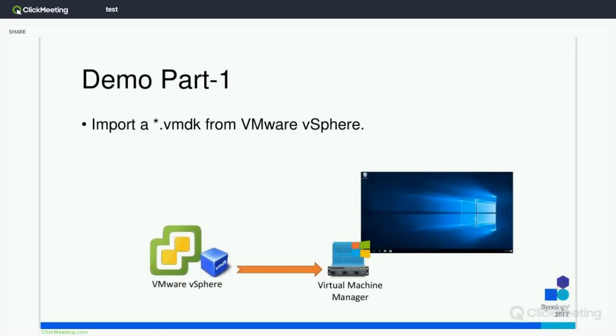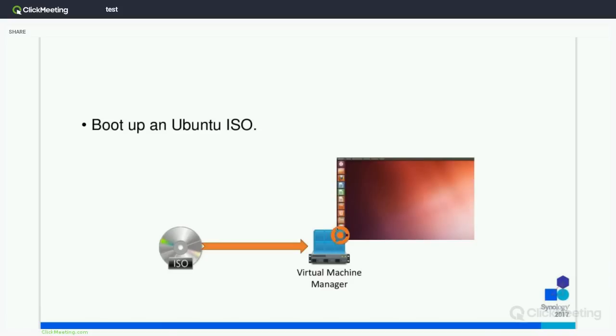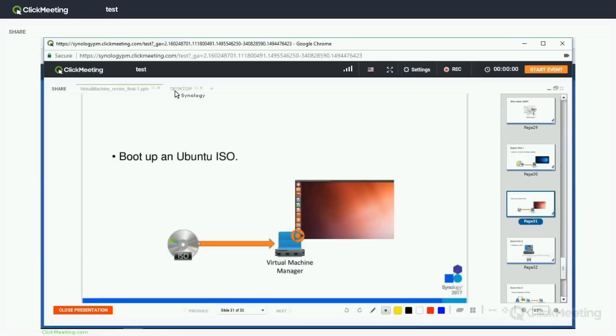In the second half webinar, we prepare for demonstration to help you understand new features in Virtual Machine Manager. The third thing I want to show you is to deploy VM with a VMDK. In this demonstration, I'll use Windows 10 as an example. Meanwhile, I have an ISO downloaded from Ubuntu website, and I'm going to boot it up on my Synology as well. So let me switch to my demo units.